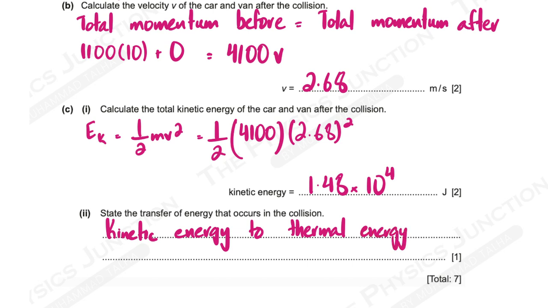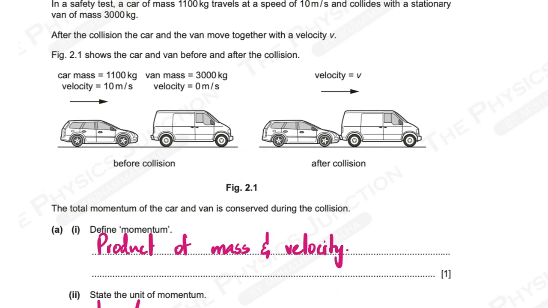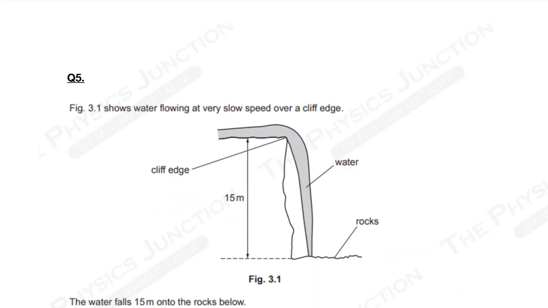of collision. Or I could have also said this, and the examiner was willing to accept this, is basically that the kinetic energy of just the car becomes the kinetic energy of the van and the car, right? So you can also talk about this. Let's go on to the next question.